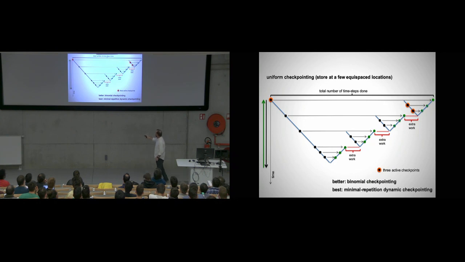A better way is distributing it so that in the beginning you skip longer, and then towards the end you skip a little shorter. And there's an optimal distribution where you always have your 6 memory slots full all the time, no matter where you are. Okay? And that one is called binomial checkpointing or minimal repetition dynamic checkpointing. Okay? But you get the idea.